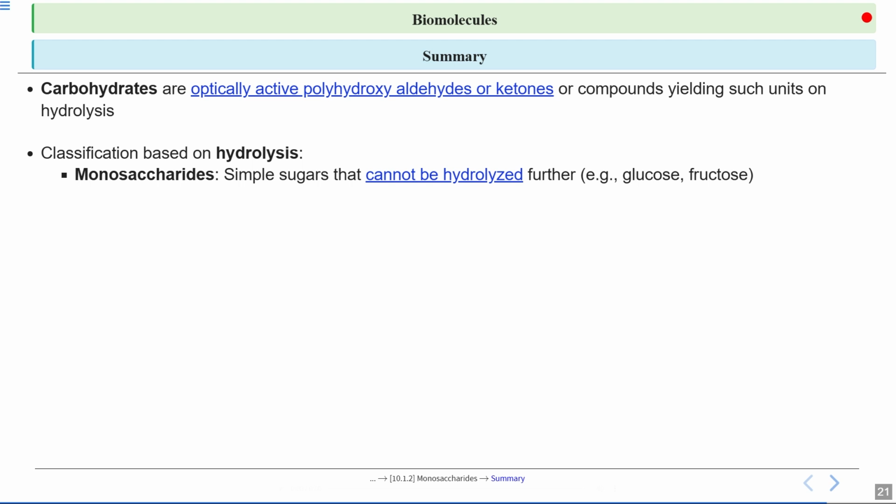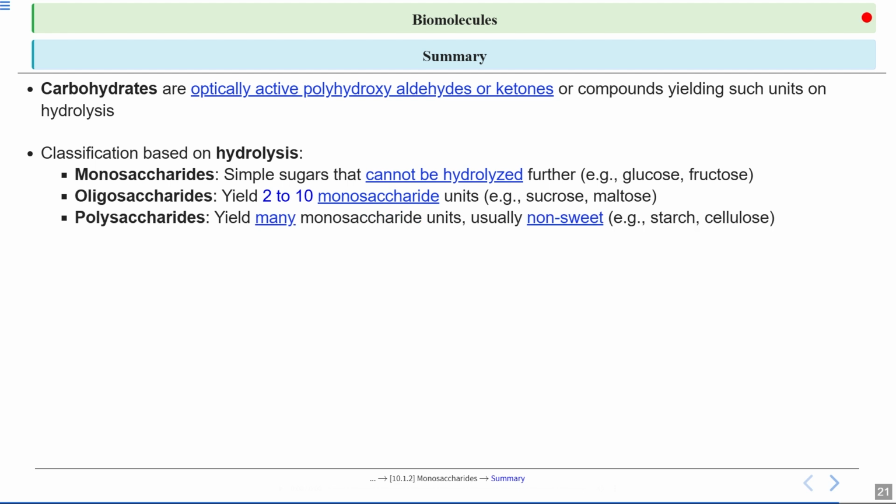First, we have monosaccharides. These are the simplest sugars and cannot be broken down into smaller carbohydrate units by hydrolysis. Examples are glucose and fructose. Mono means one, so they are single sugar units. Then we have oligosaccharides. Oligo means few, so they are made up of a few monosaccharide units linked together. These carbohydrates yield 2 to 10 monosaccharide units when hydrolyzed. Examples are sucrose and maltose.